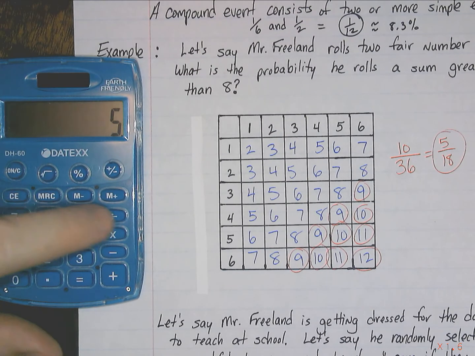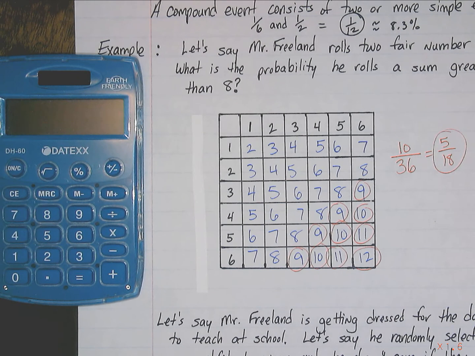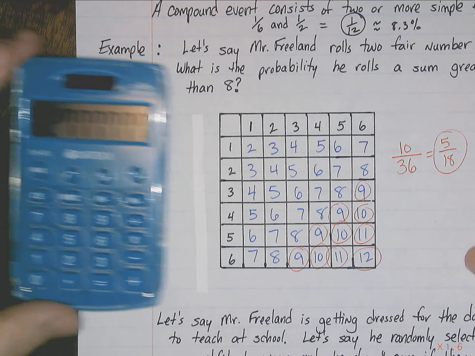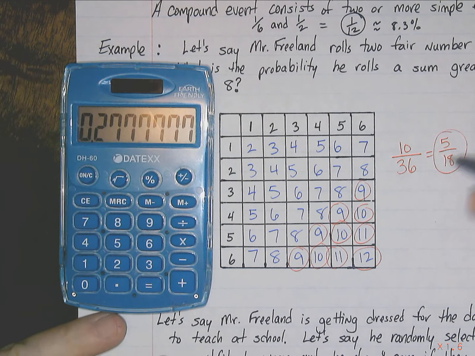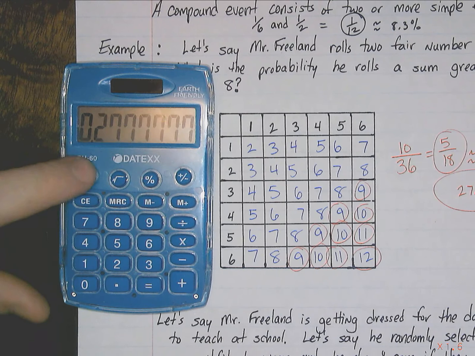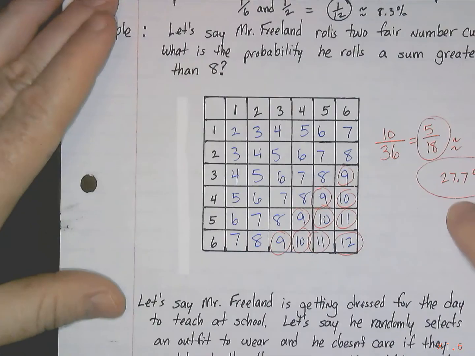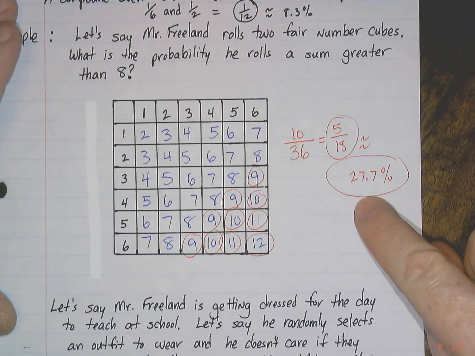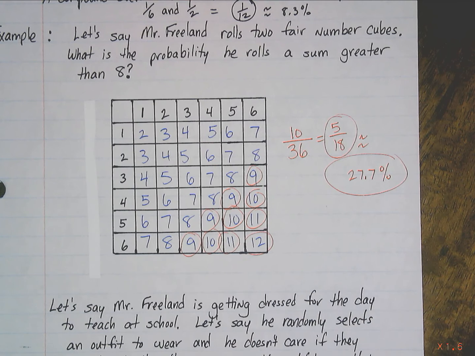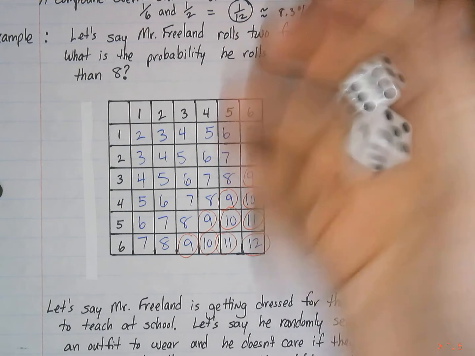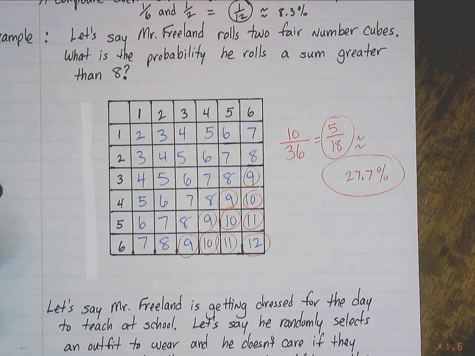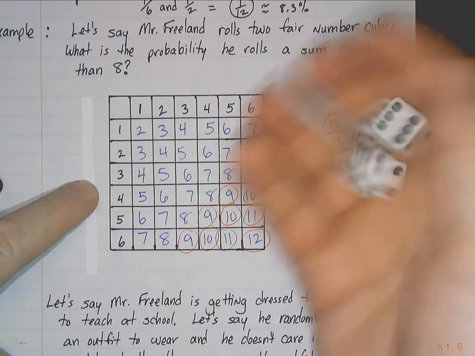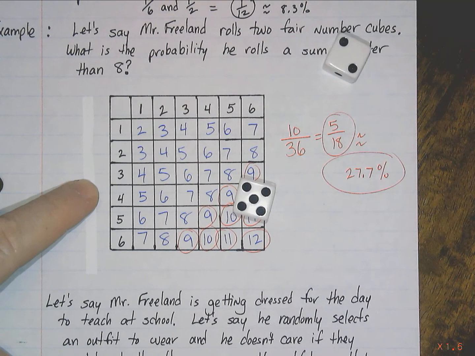And percentage-wise, that would be 5 divided by 18, which is about 27.7%, roughly. Okay, not a very high chance, but if you think about it, it's almost 1 out of 4, right? 25%. So it means if I roll this 4 times, I should get at least one sum greater than 8. Let's see. All right, 7.